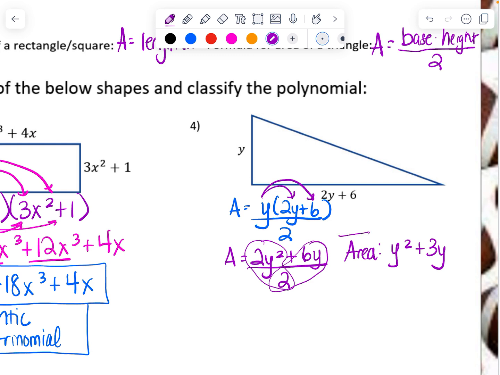Once it's fully simplified, then I can classify it. It's squared, so it's a quadratic. And it's 2 terms, so it's a binomial. A quadratic binomial.